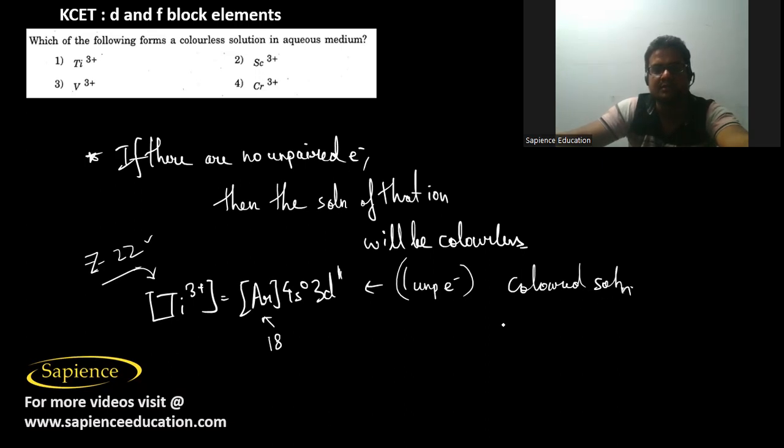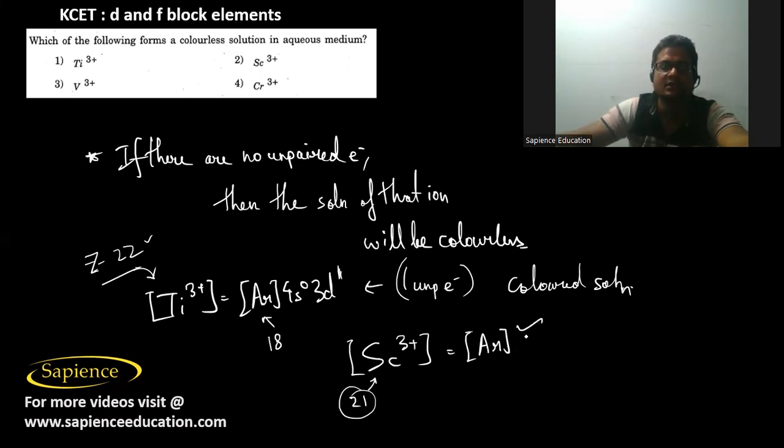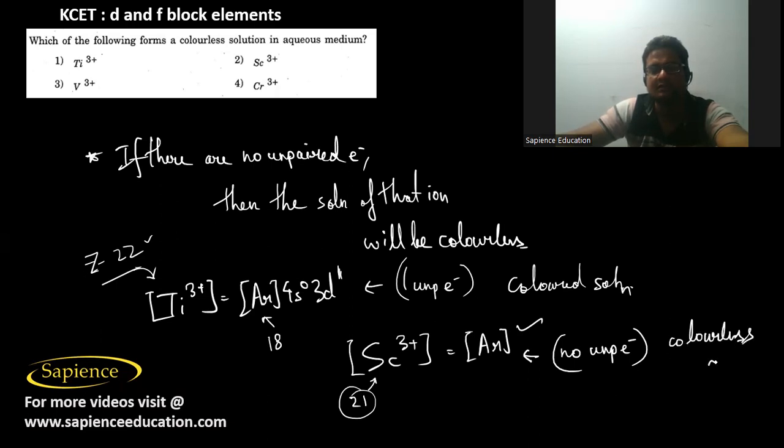And in Sc3+, scandium 3+, the atomic number of scandium is 21. So its electronic configuration will be argon 4s2 3d1, and since it is 3+, it will be the same as the electronic configuration of argon. So here there are no unpaired electrons, so it will not give a colored solution, it will give a colorless solution. So option 2 is the correct answer.